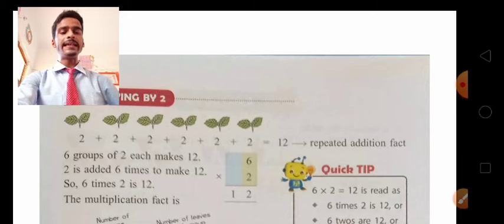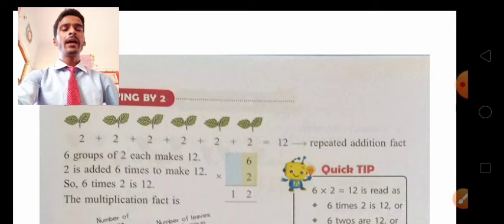So you can see here that 6 groups of 2 each makes 12. The number of groups is 6 and there are 2 leaves in each group. So 6 groups of 2 each makes 12. Okay, and 2 is added 6 times. You can see here that in repeated addition 2 is added 6 times.